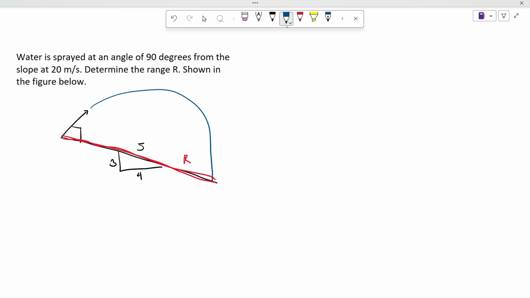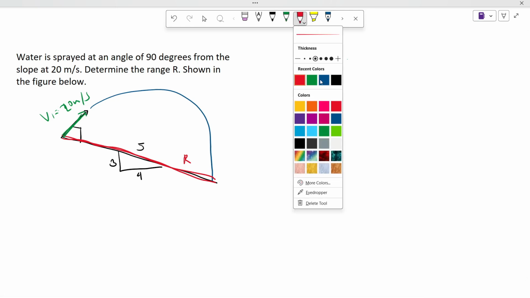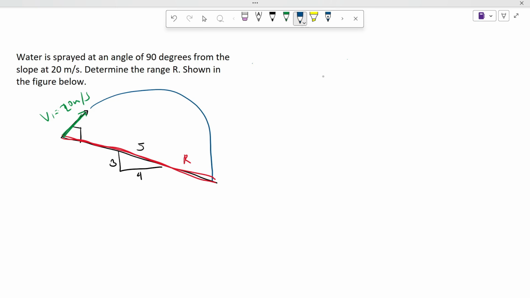So, again, guys, the next problem is water is sprayed at an angle of 90 degrees from the slope at 20 meters per second. Determine the range R shown in the figure below. So, ito yung figure niya, guys. 20 meters per second. So, ito yung velocity, guys, ng sprayed. So, paano ba natin isosolve to, guys? Kung mapapansin nyo, guys, familiar sa inyo yung problem. Since ito siya, guys, pinato siya pag ganyan.